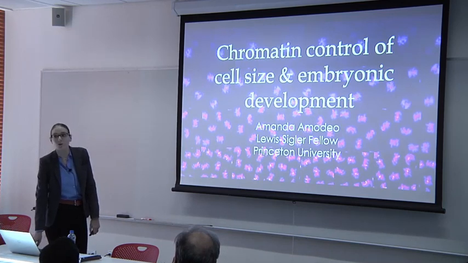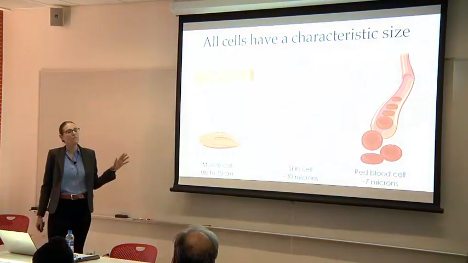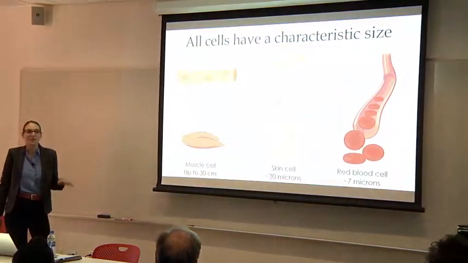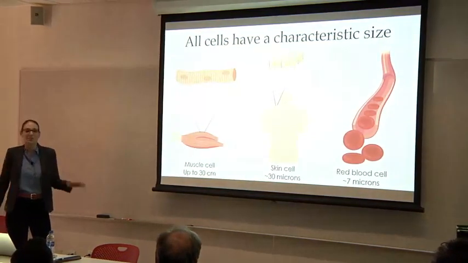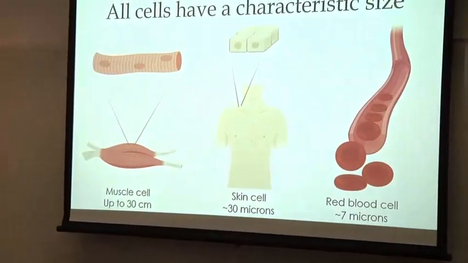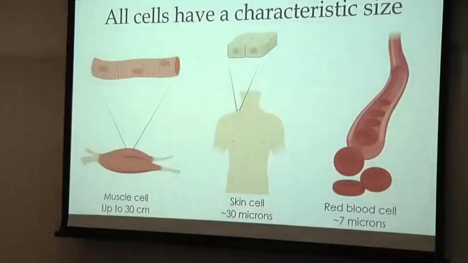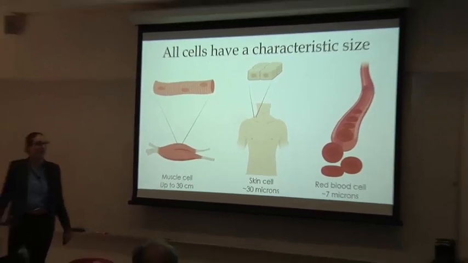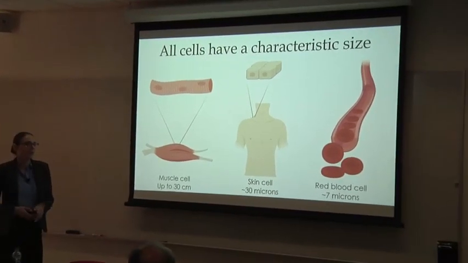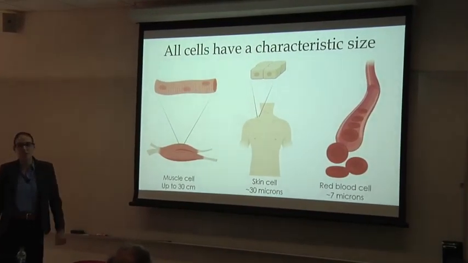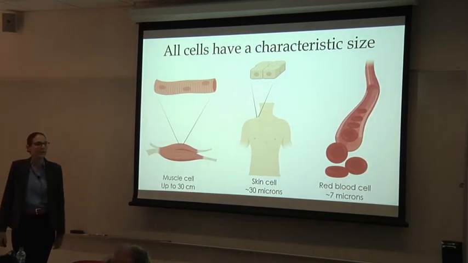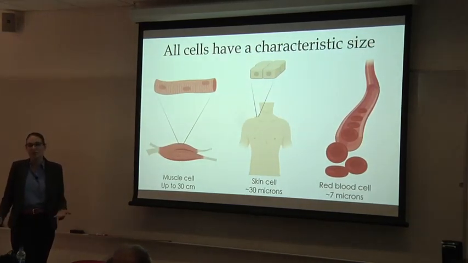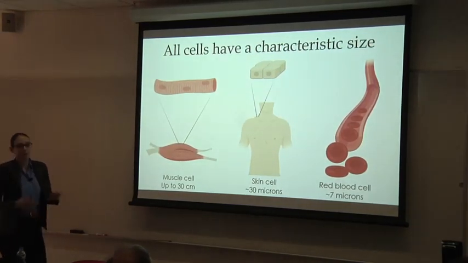Okay, so let's start with the very simple observation that all cell types have a characteristic size. Muscle cells are super big, and they need to be big because they need to generate the forces required to contract your muscles. And red blood cells are really tiny, and they need to be really tiny because they need to squeeze through capillaries in order to oxygenate your tissues, right? Okay, that's an obvious fact.